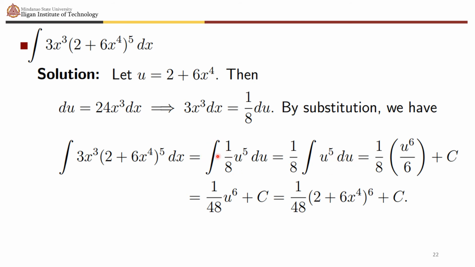When we take that out, we come up with 1/8, and make use again of the formula for anti-differentiation. You have 5 there, so we add 1, so you have u to the 6 all over 6, plus the constant c. So we now have 1/8 times u to the 6 over 6, that will give us 1/48 u to the 6 plus c. But you have to go back to the original value of u, which is 2 plus 6x to the 4th. So you have 2 plus 6x to the 4th raised to the 6, plus c. And that's your answer.